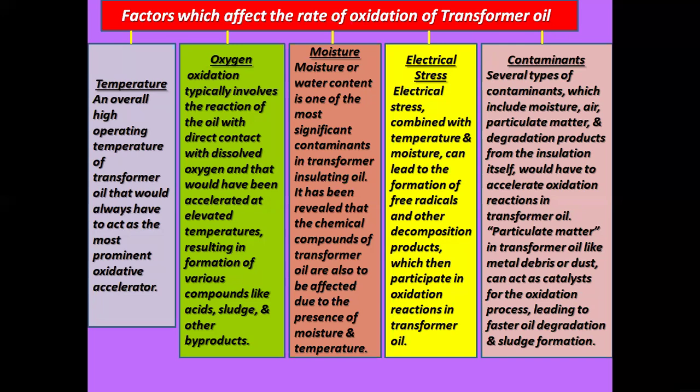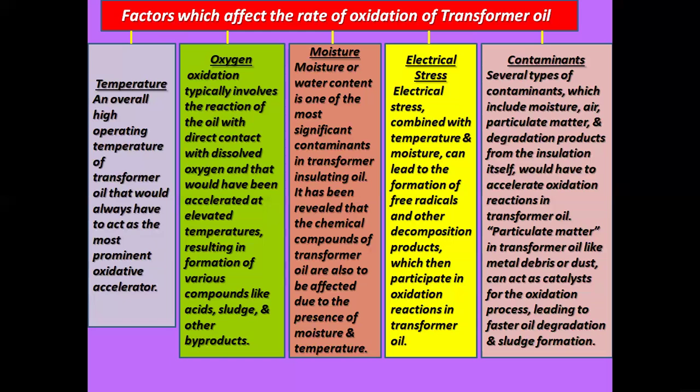3. Moisture. Moisture or water content is one of the most significant contaminants in transformer insulating oil. It has been revealed that the chemical compounds of transformer oil are also affected by the presence of moisture and temperature. 4. Electrical stress. Electrical stress combined with temperature and moisture can lead to the formation of free radicals and other decomposition products which then participate in oxidation reactions in transformer oil.